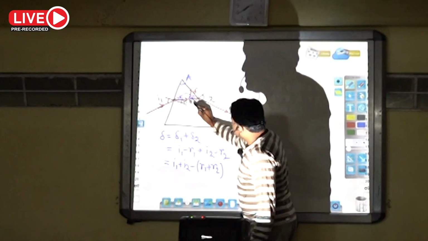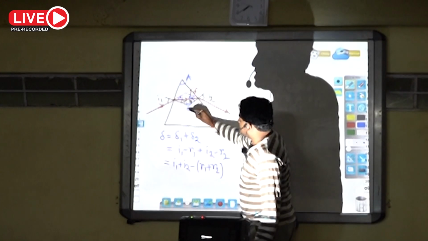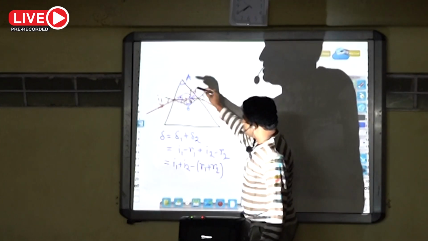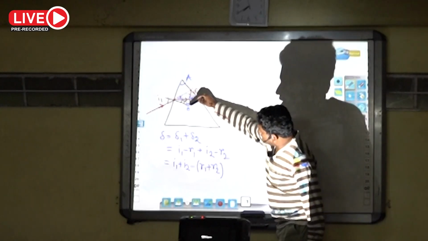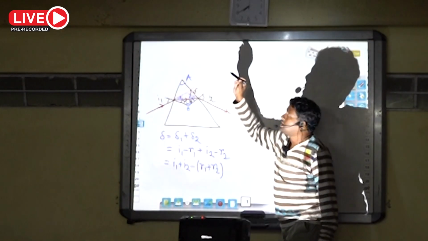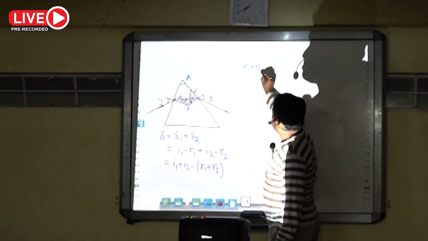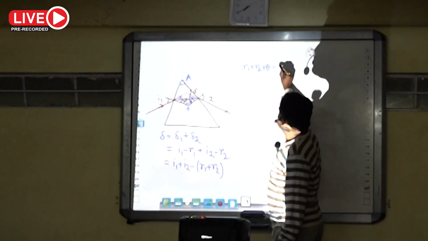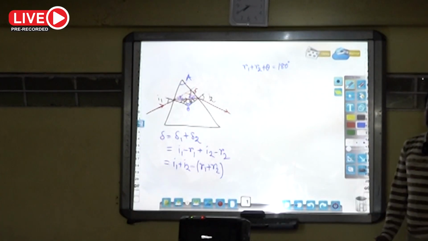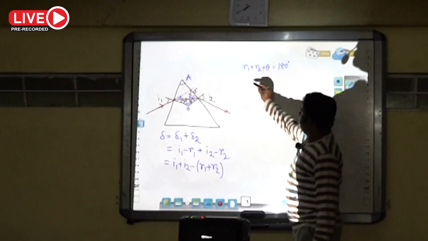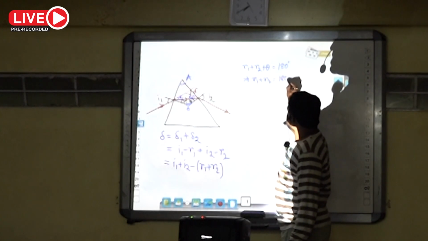If I extend these normals, suppose they intersect at an angle theta. The angle inside is considered as theta. Then you can consider this small triangle formed at the bottom, and from this you can write R1 plus R2 plus theta equal to 180 degrees, which implies R1 plus R2 equals 180 degrees minus theta.